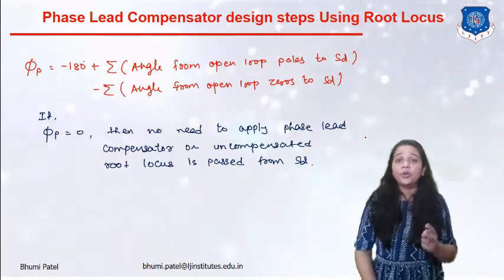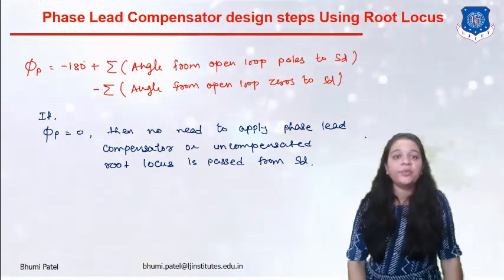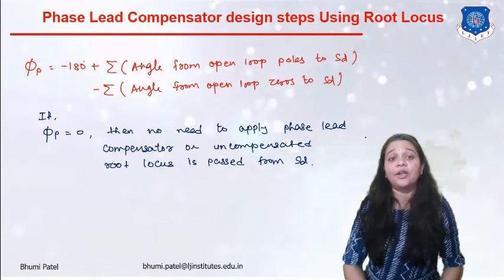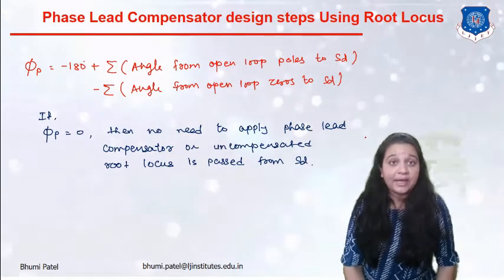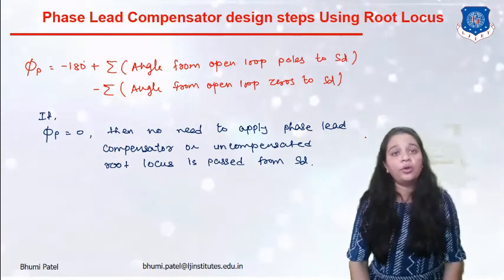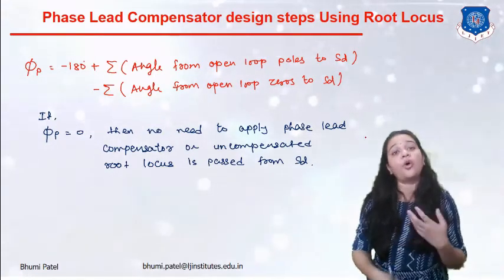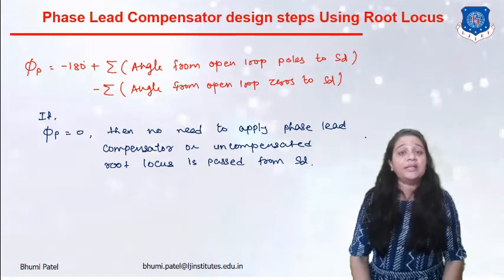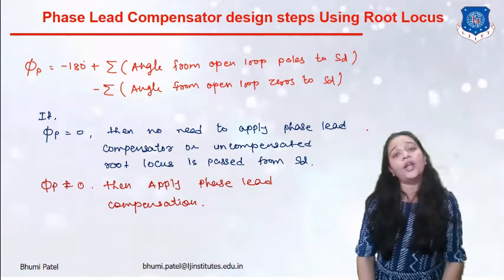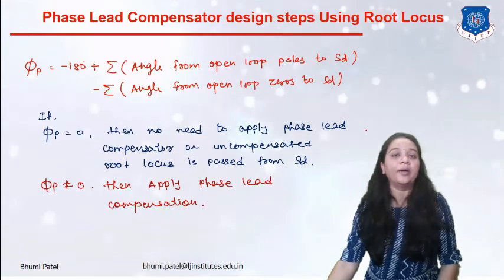There are 2 conditions for phi p. The first condition: if phi p is equal to 0, then there is no need to apply a phase lead compensator, since the uncompensated root locus passes through the HD. That means if the angle is 0, we cannot apply the phase lead compensator because the system is already compensated, and there is no change in the system equation. The second condition: phi p is not equal to 0. That means we must apply a phase lead compensation.